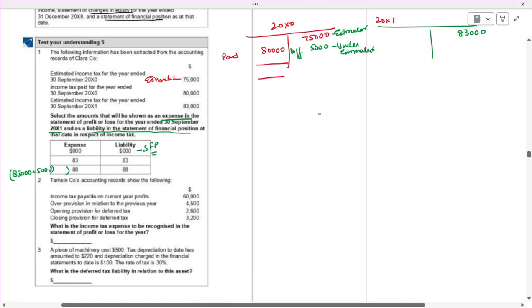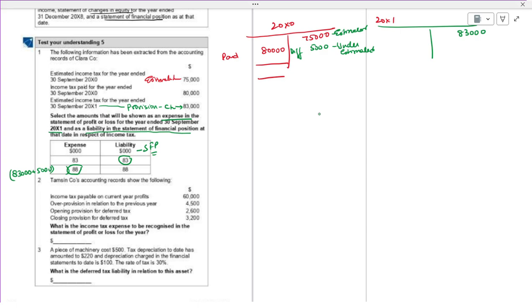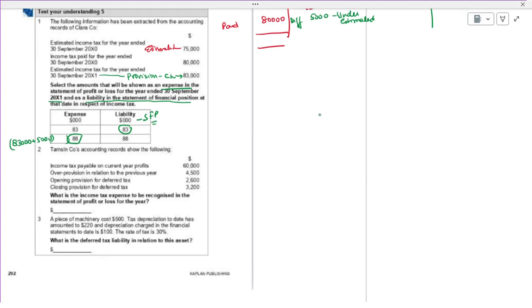How much is the estimation for the current year? Current year estimation is 83. This is the provision. The provision is nothing but the current liability. How much do you have to show in the current liability? 83,000. Whereas in the profit and loss account, we have to show 88. In the balance sheet, we have to show 83. Okay? Fine. Next.